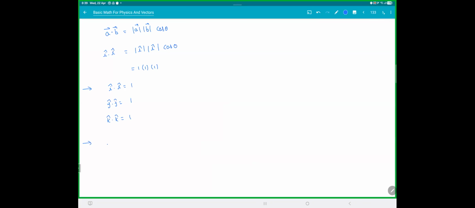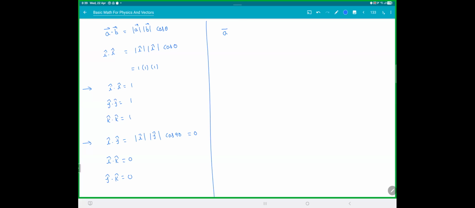And if you do the opposite ones, if you do i dot j, that would be mod i mod j cos of the angle between them. And what is the angle between the x and y axis? 90. Cos 90 is 0. So if you do the unlike vectors, i dot k is 0, j dot k is 0. So if you have the like ones, it is 1, and if they're unlike, the dot product becomes 0, right? So that is 1.